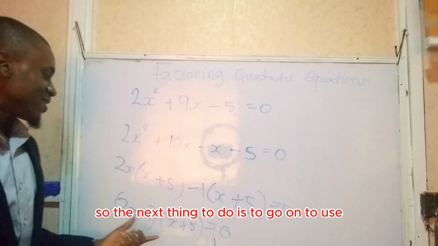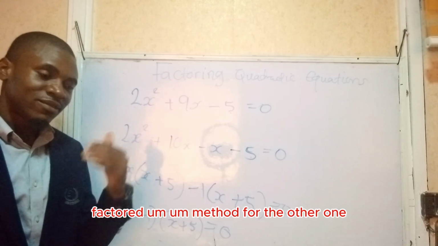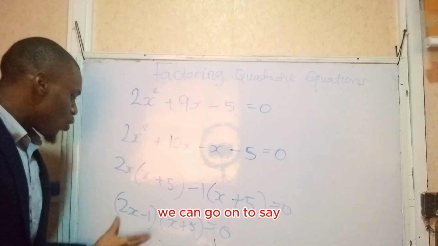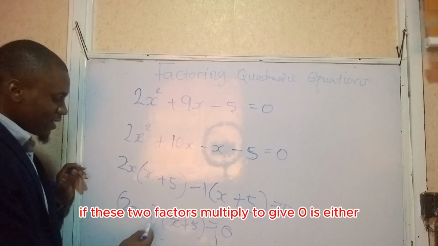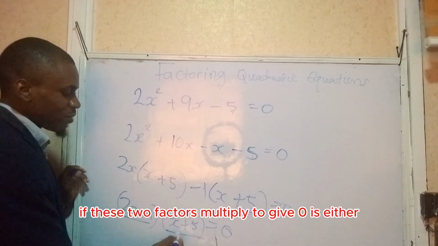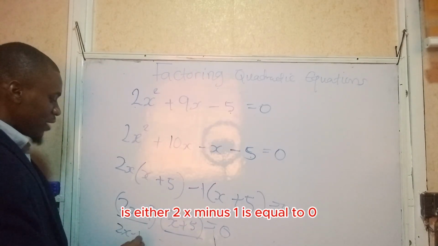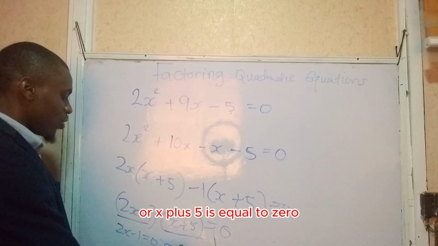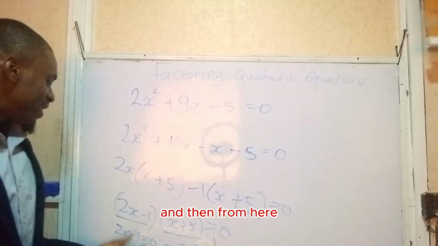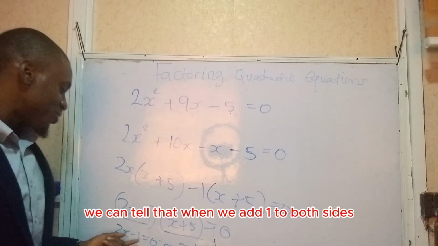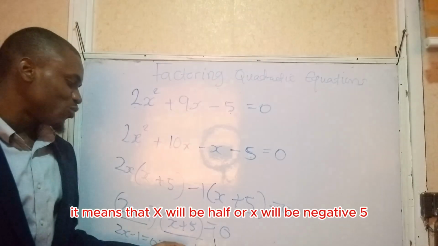The next thing to do, just like we have in the simple factoring method for the other one, we can go on to say, now using the zero product property rule, if these two factors multiply to give 0, then either 2x minus 1 is equal to 0 or x plus 5 is equal to 0. And then from here, we can tell that when we add 1 to both sides, it means that x will be half or x will be negative 5.